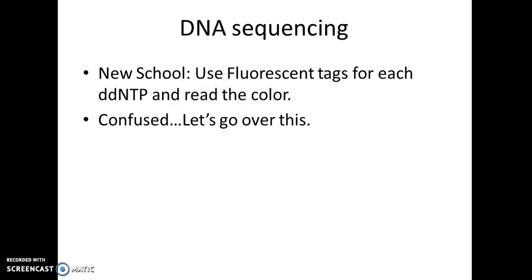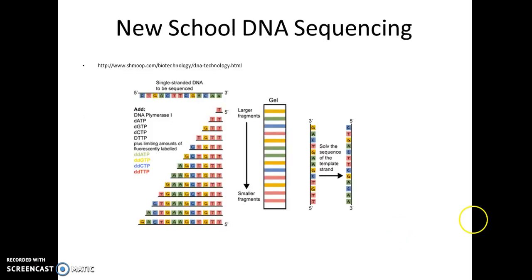Now we do something similar, but we use fluorescent tags, and instead of running a gel, we let the fragments sink in a gel. We let gravity do its work, so the larger fragments will sink faster and farther than the smaller fragments. So if we let them sink and then we shine the light and we say that the T's are pink, the C's are blue, the yellows are G's, and green is A's, we can shine a laser on them and just read from the larger one up.